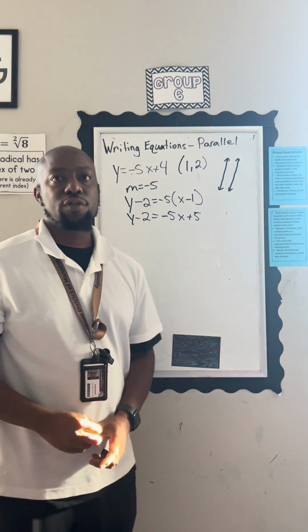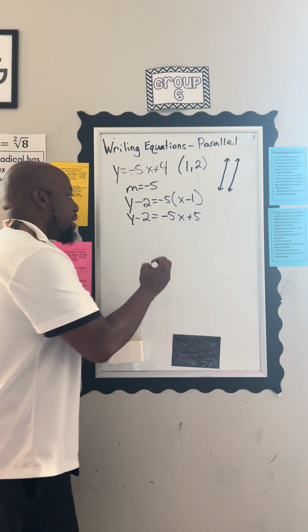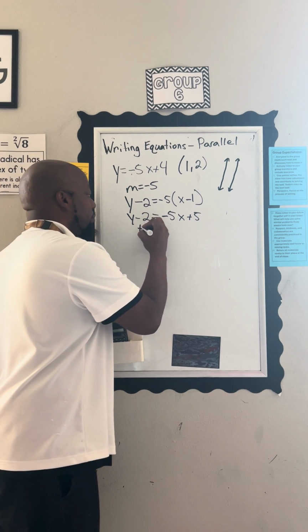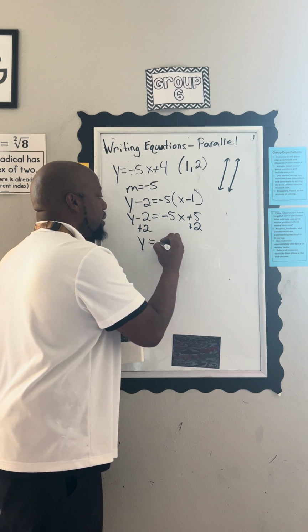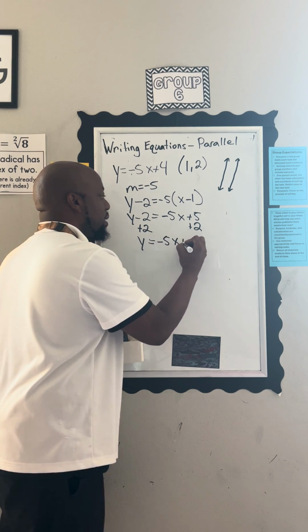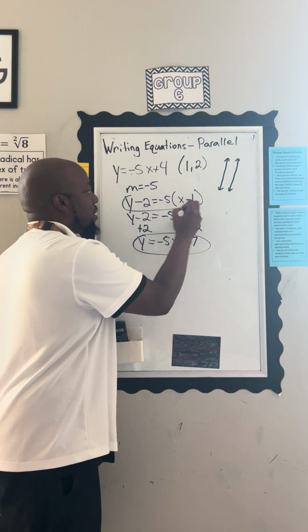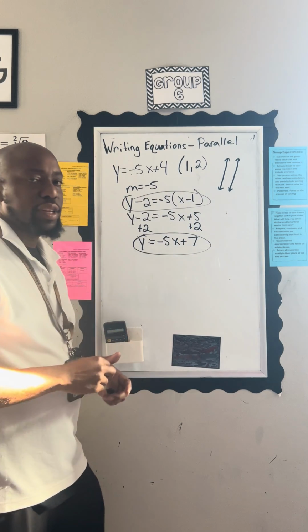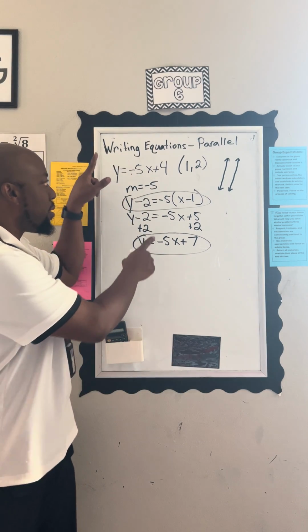In slope-intercept form, we're solving for y, so we want to get the y by itself. Let's add that 2 to both sides. We're left with y equals negative 5x plus 7. That's a good answer. We just finished writing an equation of a line that is parallel to this one.